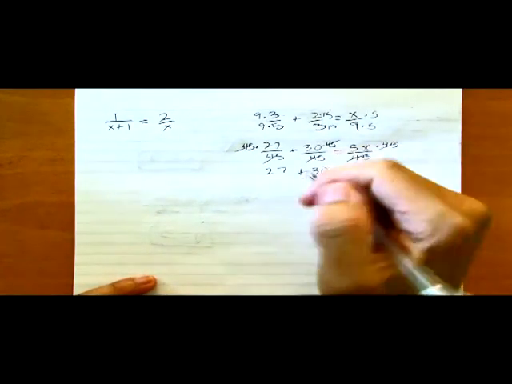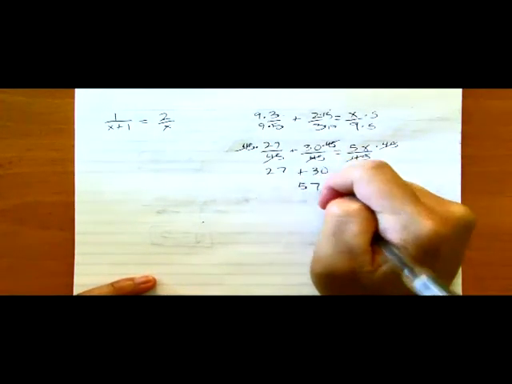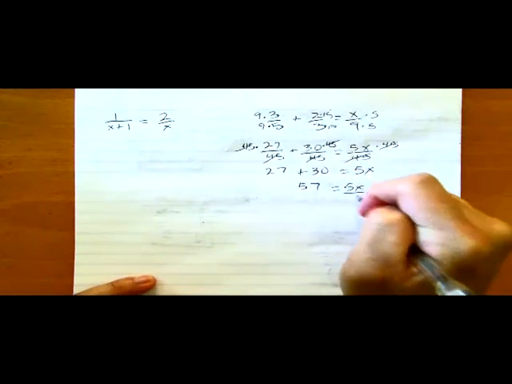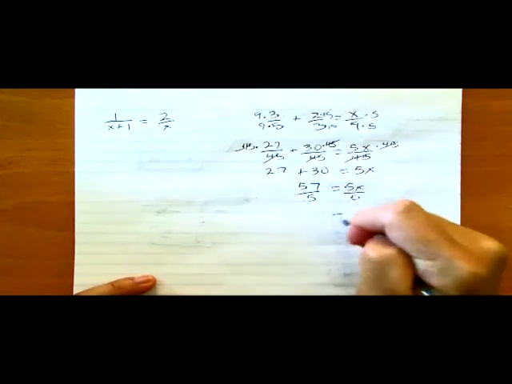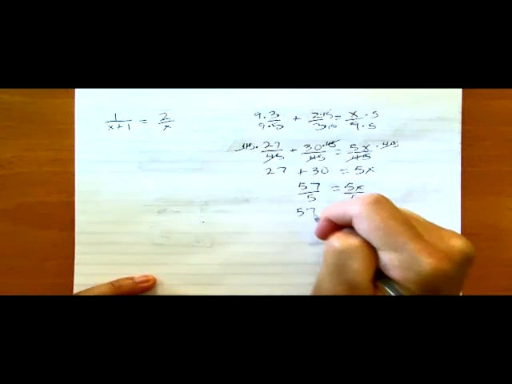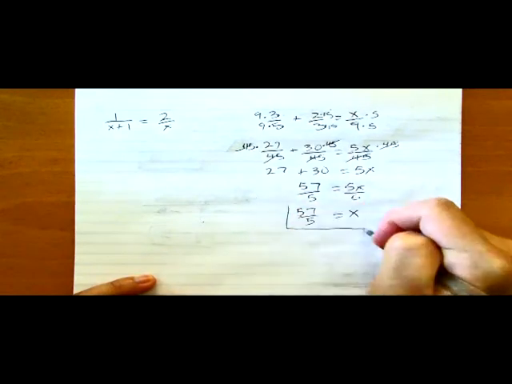So, we take this now, and we can solve for x. If we add, that comes out to 57 equals 5x. And then we just solve for x. We get x by itself. Divide both sides by 5. Our answer here is 57/5.